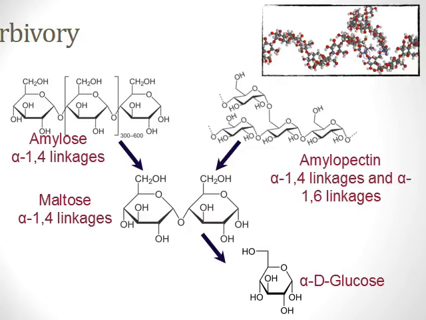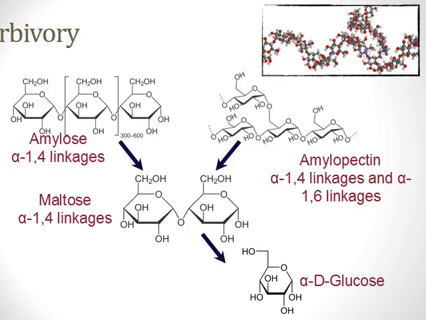Amylose has an alpha-1,4 linkage. These are individual glucose molecules, 1, 2, and there can be anywhere between 300 to 600 of glucoses here. So this could be one long string of amylose. And here's another glucose. So that's amylose. And then there's amylopectin.